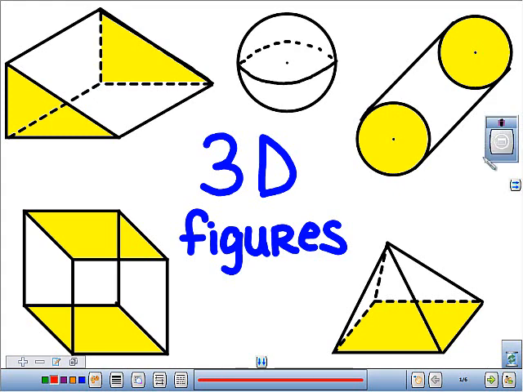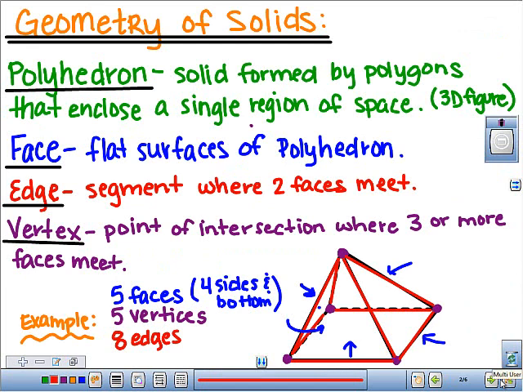Okay, this video is going over 3D figures in geometry. We're first going to talk about some of the vocab you need to know. For geometry of solids, the first word you're going to need to know is polyhedron. That is the solid formed by polygons that encloses a single region of space.